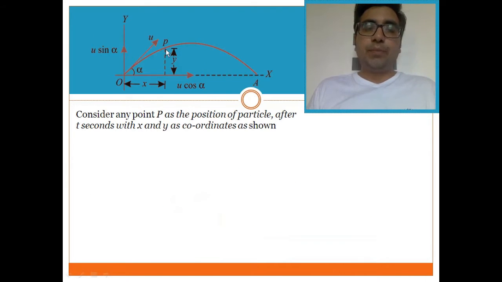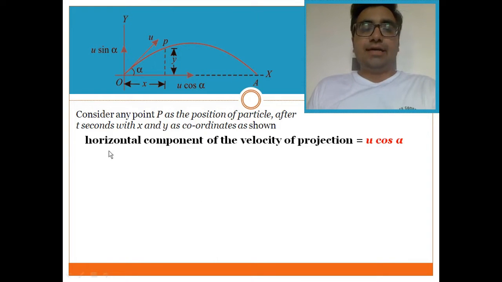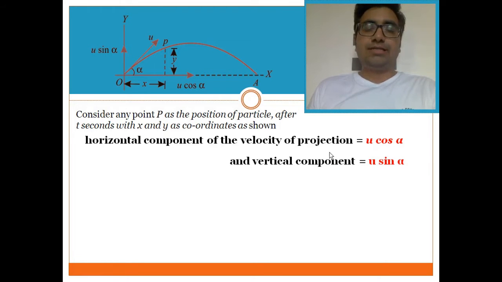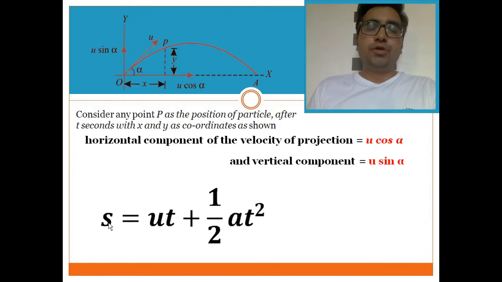So let us consider any point P on the path and let x and y be the coordinates of the point P. So the coordinates of point P is x comma y, and as we have already discussed that horizontal component of the velocity of projection is u cos alpha, vertical component is u sin alpha, and as we are discussing about point P, we are going to use a kinematical equation s equals ut plus half at square. This formula is applicable only for the vertical motion, as vertical motion is motion under gravity and kinematical equations are applicable over there, whereas the horizontal motion is uniform velocity motion and there only one formula is there, v equals s by t.